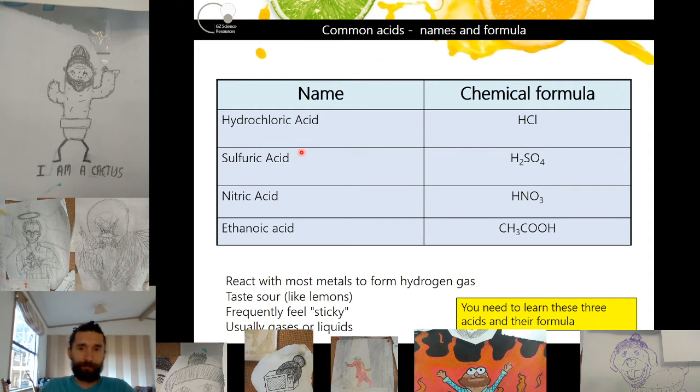Sulfuric acid, you might get some of that naturally forming around Rotorua, around those sulfur mud ponds. Nitric acid, a very important acid for dissolving stuff, extremely strong. And then this one here, ethanoic acid, which is the acid you find in vinegar.